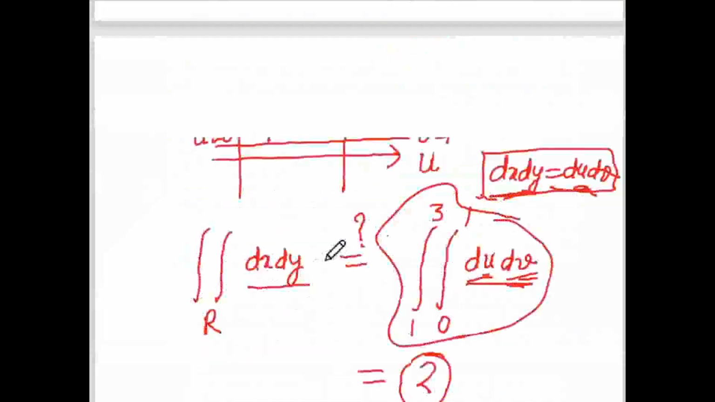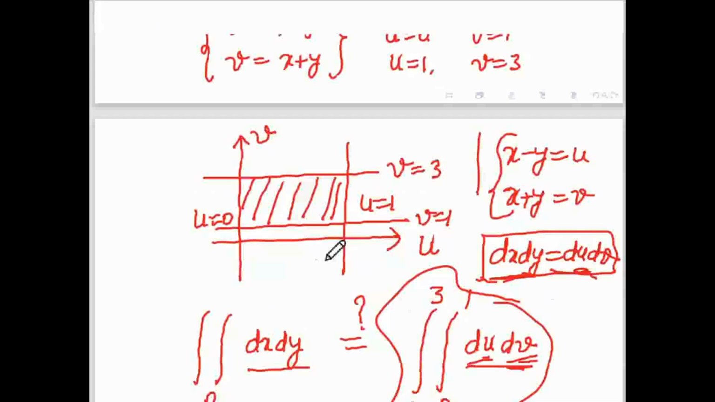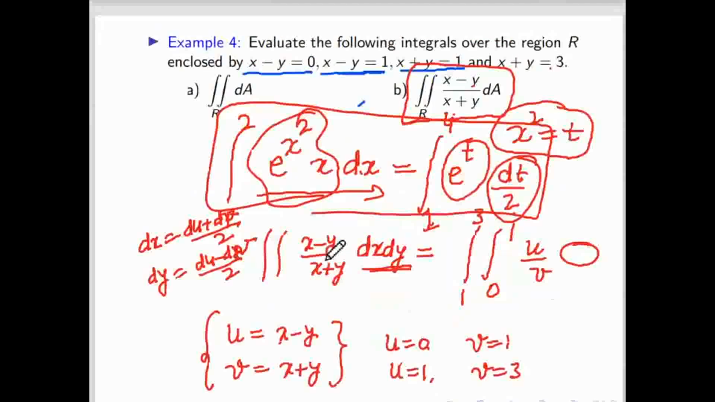So now we can do the previous problem easily. First task is to find the transformation u comma v. So tell me which one you want, part A or part B. I will do only one. The second one is exactly similar. Sir, part B. Okay.